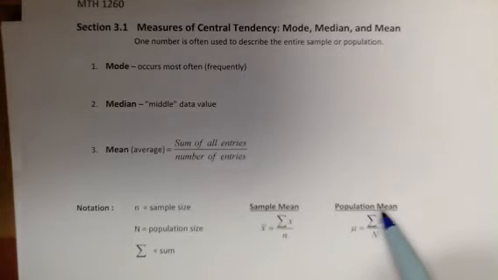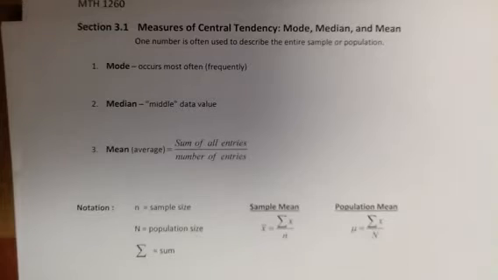For the population mean, or the average of our population, we use the Greek letter mu. The mathematical formula for that is the sum of x, or to add up all the data values in the population and divide by the population size, which is capital N. So let's look at an example. Before we do that, just one more comment about the sample mean and the population mean.